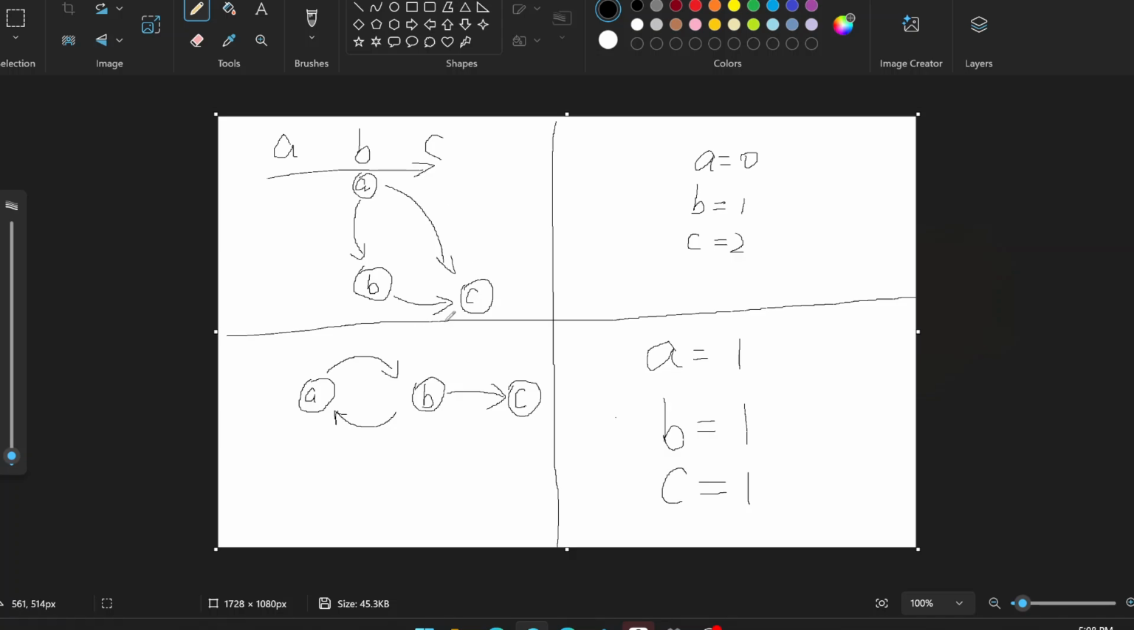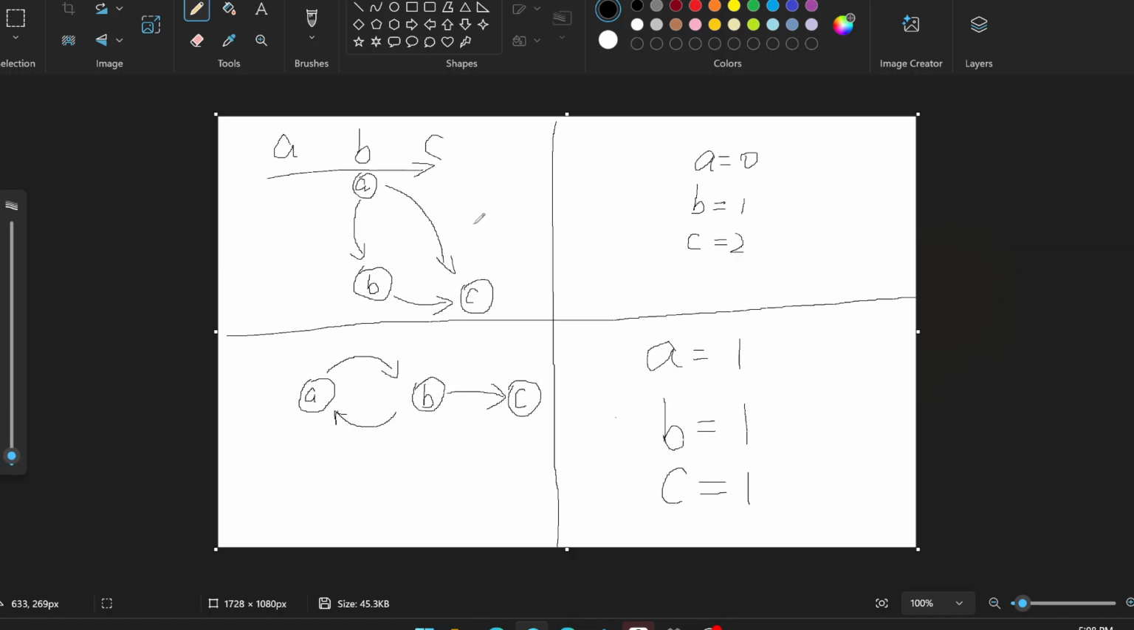However, in this case, we won't be able to finish all the courses because A and B depend on each other. So now we just need to write a program to solve this problem. This method is called topological sort.